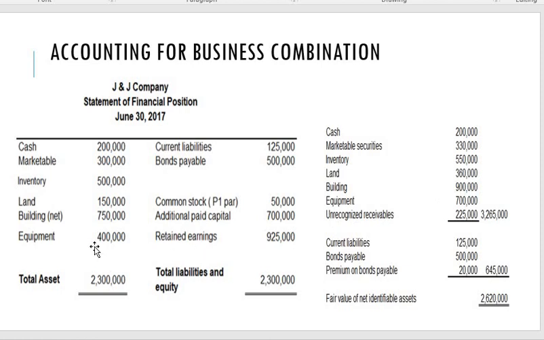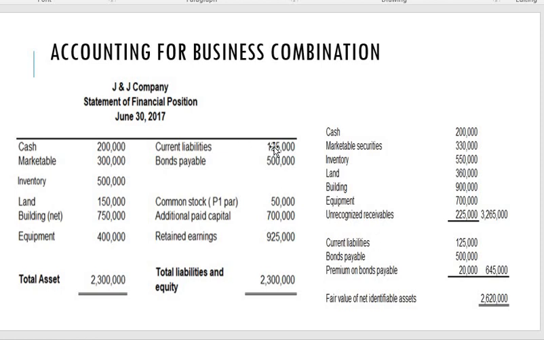Our building has a book value of 750,000 but its fair value is 900,000. Therefore, it is undervalued by 150,000. Our equipment has a book value of 400,000 but its fair value is 700,000. Therefore, it is undervalued by 300,000. Also, there are unrecognized receivables amounting to 225,000. So the fair value of the total assets is 3,265,000.